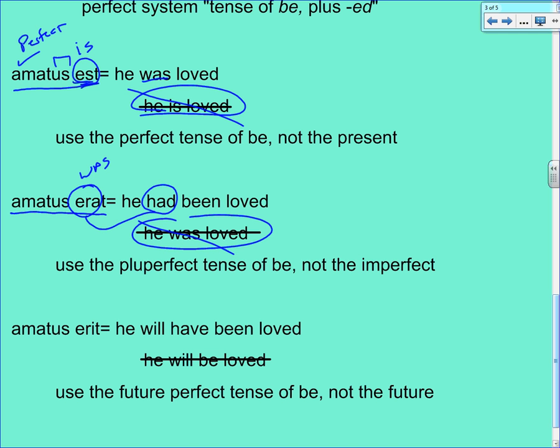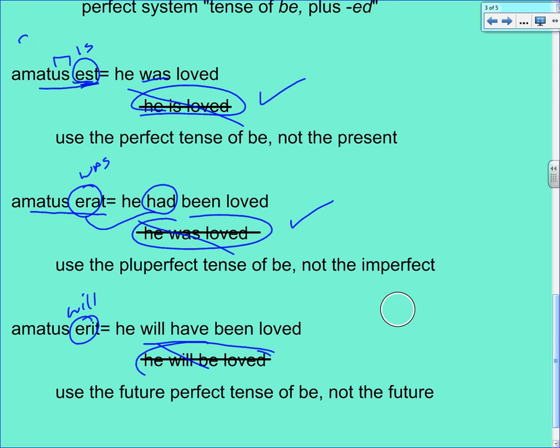When I get to the future perfect, same thing. I get ERI here. ERI is "will have," not "will." It's "will have been loved." "He will be loved" is wrong. These are present, imperfect, and future passive translations. They are not perfect system translations.